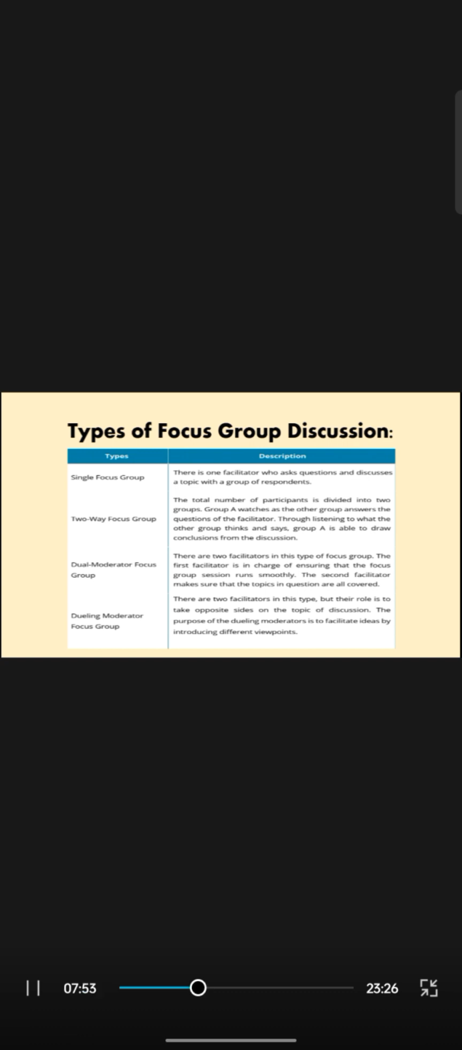Then next, two-way focus group. The total number of participants is divided into two groups. Group A watches as the other group answers the questions of the facilitator. Through listening to what the other group thinks and says, Group A is able to draw conclusions from the discussion.